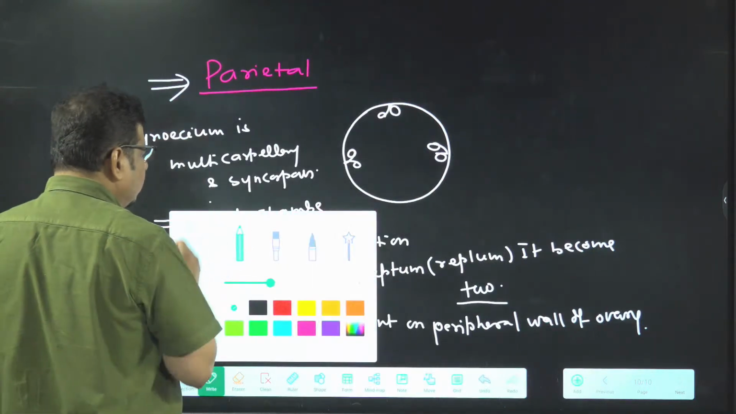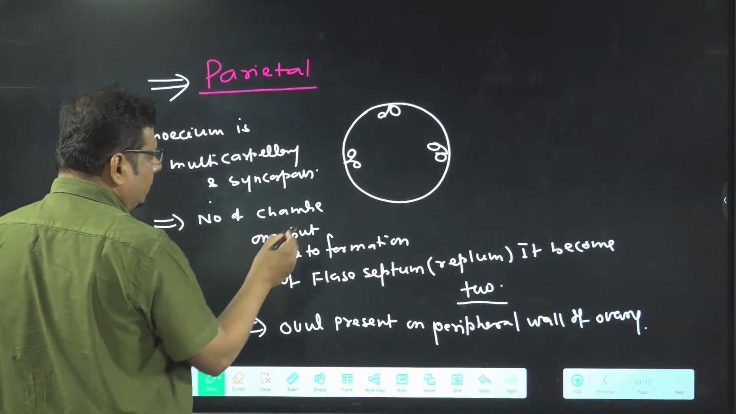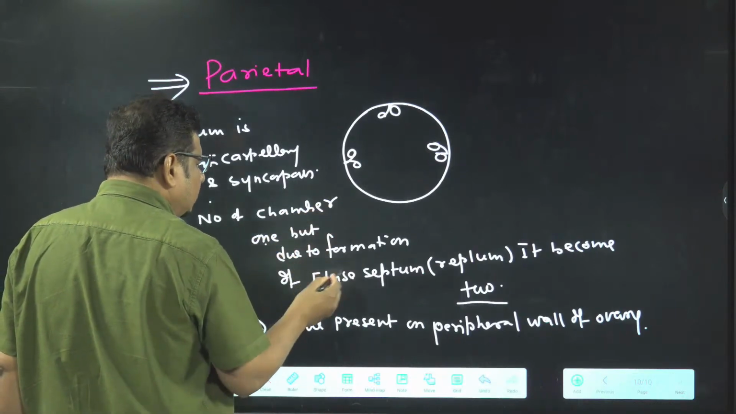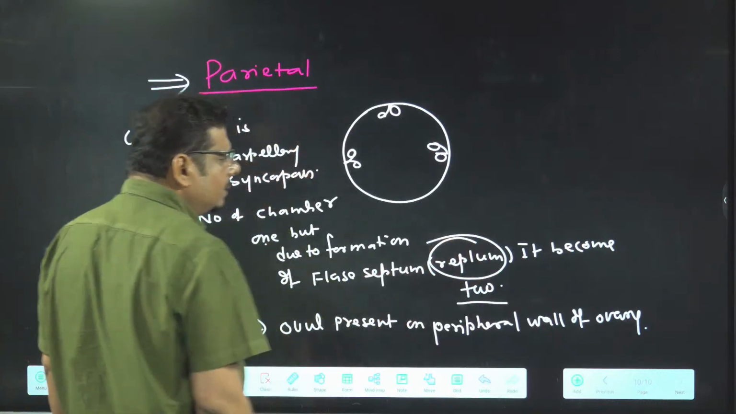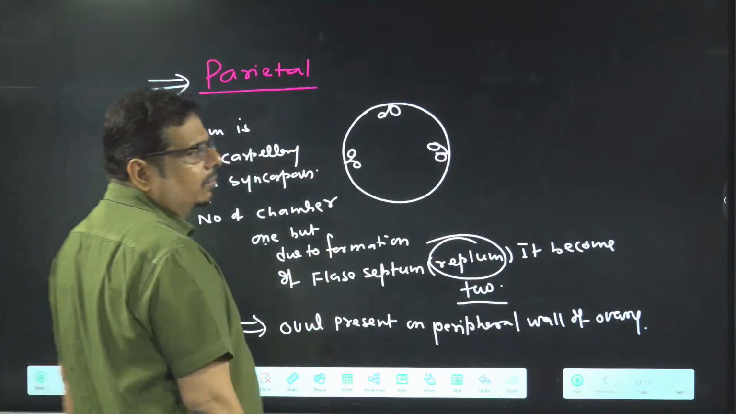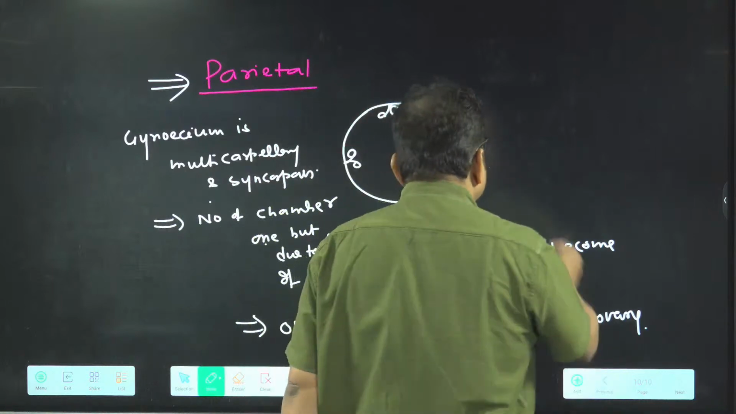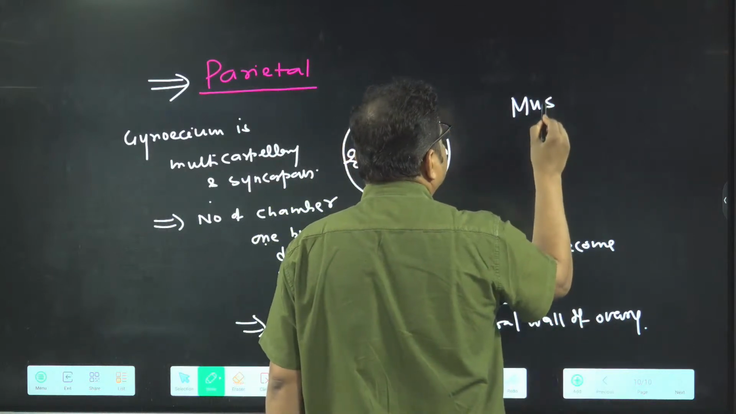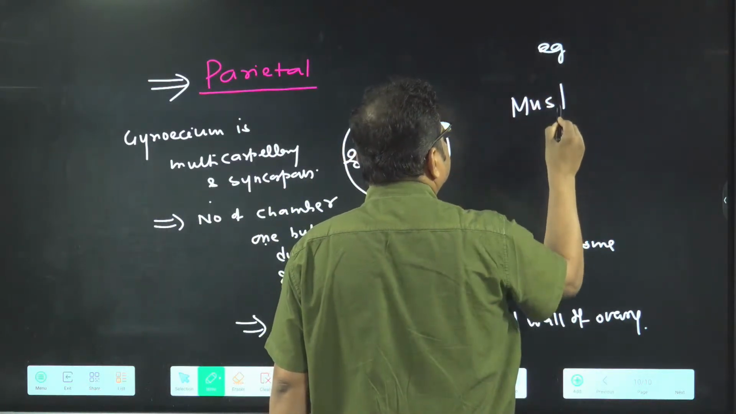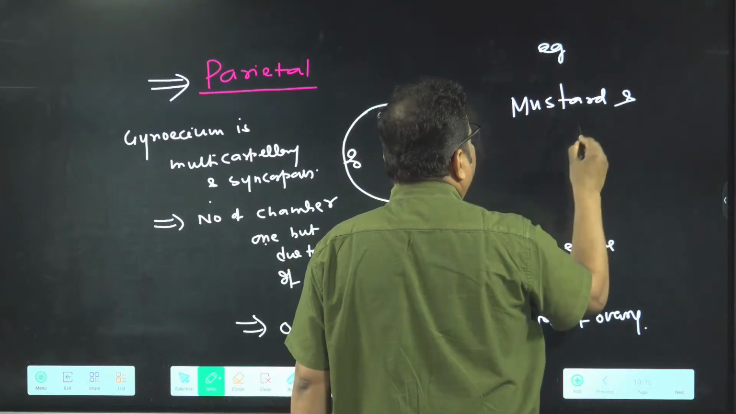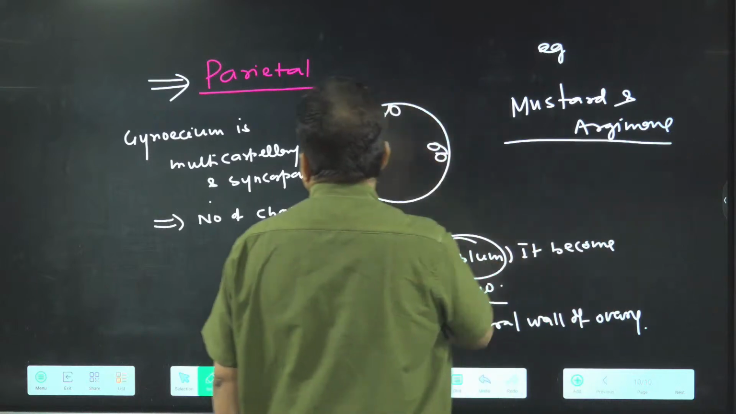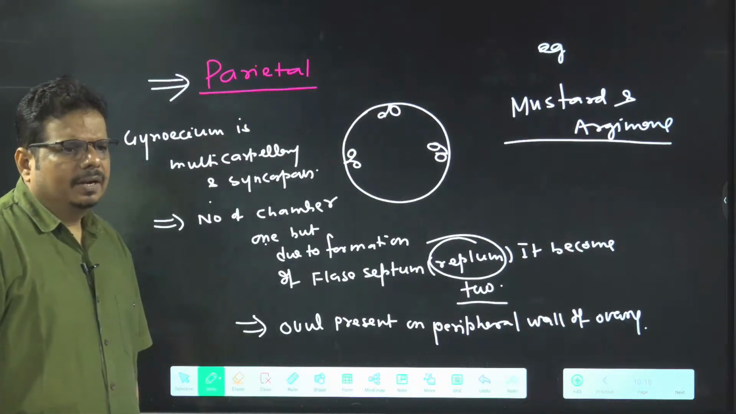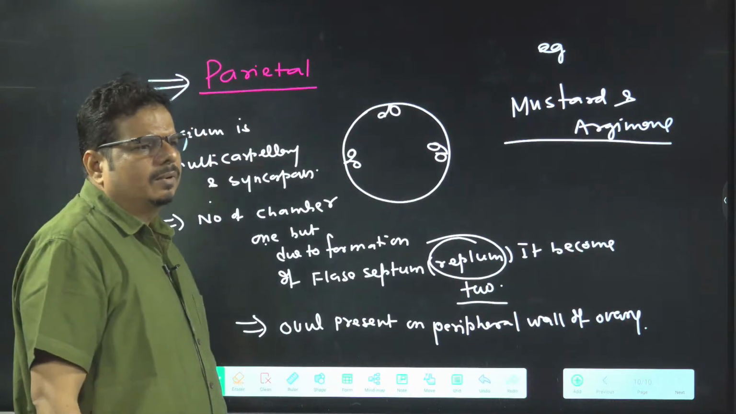Multicarpellary, syncarpous, the number of chambers is 1, but it becomes 2 due to the formation of a false septum. What is the name of the false septum? Replum. An example you already know. What is the example? Mustard and argemone. So who is over? Parietal is over.